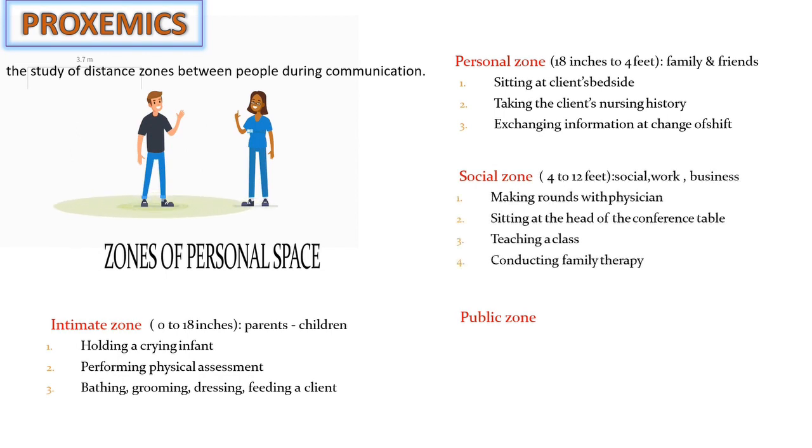When we talk about the social zone, it's 4 to 12 feet. This is appropriate for social, work, and business settings, such as when physicians are making rounds, sitting at the head of the conference table, teaching a class, and conducting family therapy. And finally, the public zone is the farthest, 12 to 25 feet and greater. This is utilized in a scenario where there is a speaker and an audience in a hall, usually, such as speaking at a community forum. So these are what we call proxemics, and these are what we have to observe as nurses.